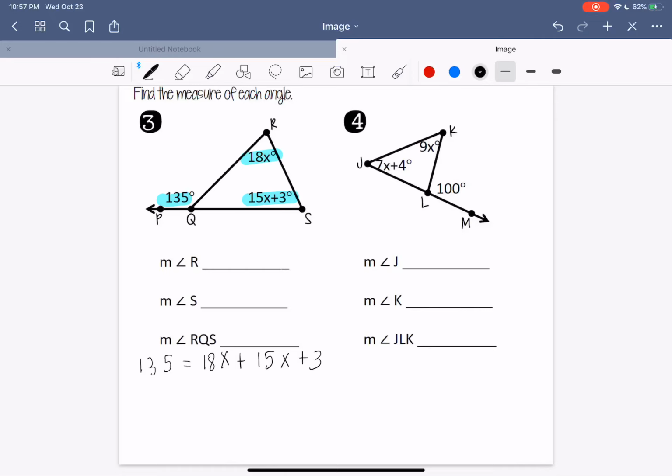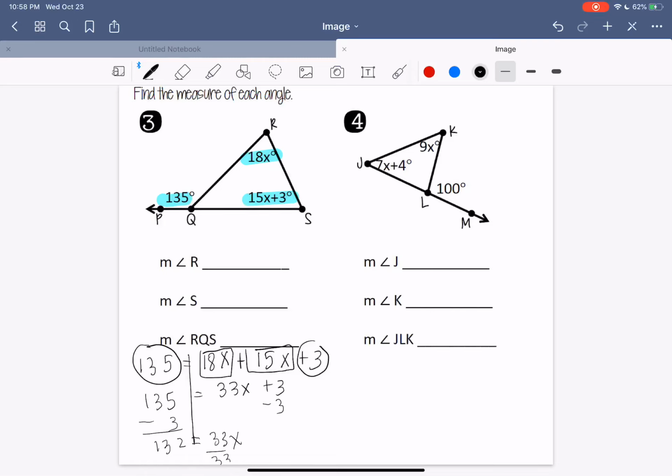So from there, once again, we have our variables and our constants. So we can combine the 18x and the 15x, which will give us 33x plus 3 equals 135. And then here we go, subtract 3. We have 132 equals 33x, and then divide, and our final is x equals 4.